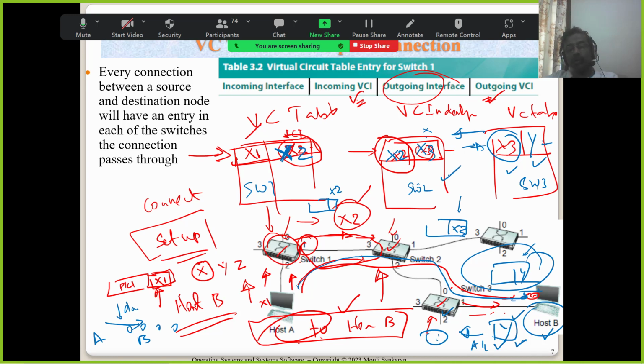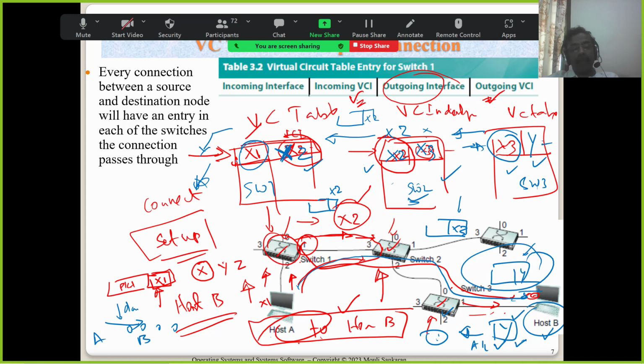This guy chooses it, and then it chooses x2 here now. x2 is chosen by switch 2 and it informs this guy, hey, when you send me, please send x2 in the packet. So I will know that you are talking about this particular entry in my VC table. Now what happens, it is going back to this guy. Already it has chosen x1 from our friend host A. So it says, okay, everything is fine, I have set up the entire connection, now send me the data packet.